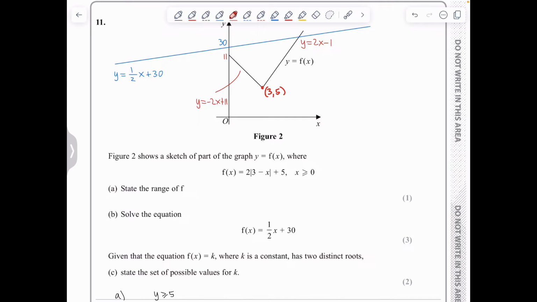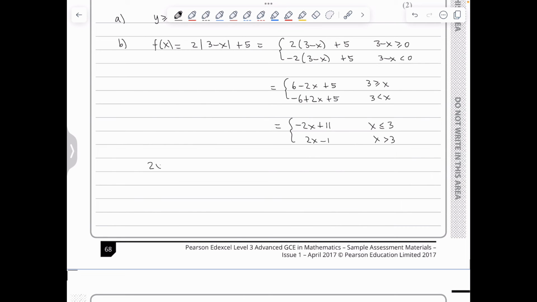So we know from the graph that we're looking at a single point of intersection, which will be found by equating the 2x minus 1 with the a half x plus 30. So setting the two equal, we get 2x minus 1 is a half x plus 30. I will multiply everything by 2 to get 4x minus 2 is x plus 60, leading to 3x is 62, and therefore x is 62 over 3, which is the only solution to the given equation.